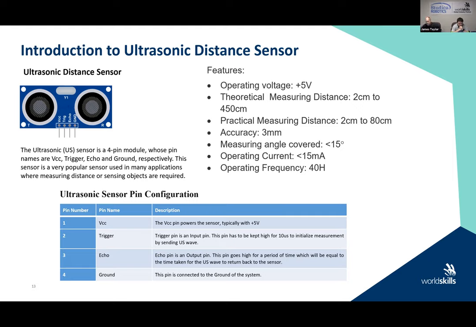So this is a 4-pin sensor, so you're gonna have to just take a little bit of note when we're wiring up these inputs so that you can look at it, all right? So the pin configuration is there. Some of the features are here: operating current, operating frequency for the sound, and so on, okay?